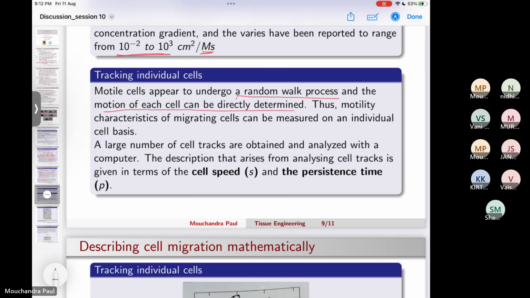And the data that is obtained from this tracking is usually all analyzed using a computer. Computer software is available, and when people are doing individual cell tracking analysis, they describe this phenomenon using terms like cell speed and persistence time.